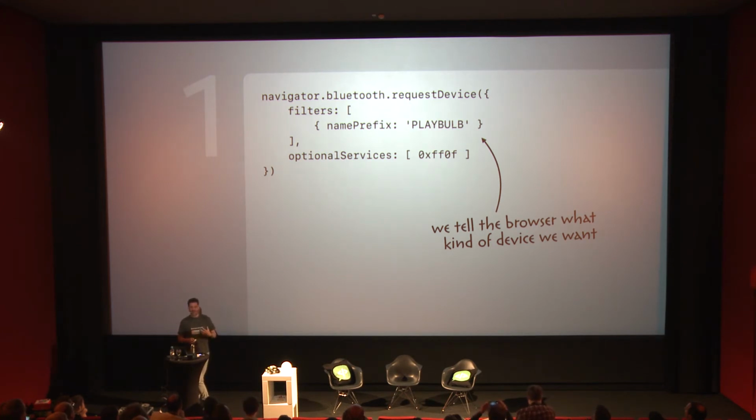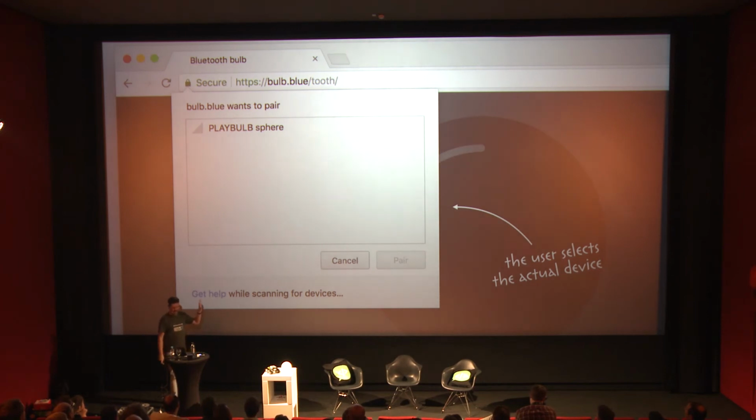For example, if I want to connect to one of those light bulbs, I can say a name prefix, or I can filter on which services are supported. And then if I just filter on name, I do have to provide which services I'm actually going to talk to. So that's the optionalServices parameter. So when I call this in my browser, I get this dialog. And then I can get the device.